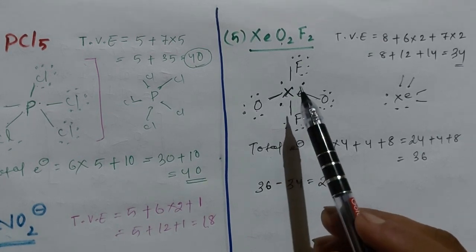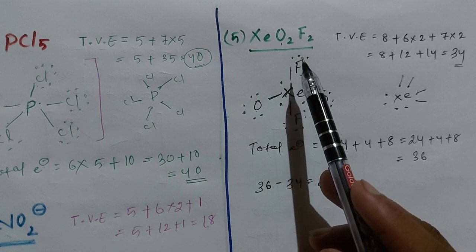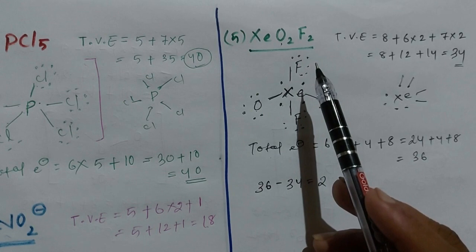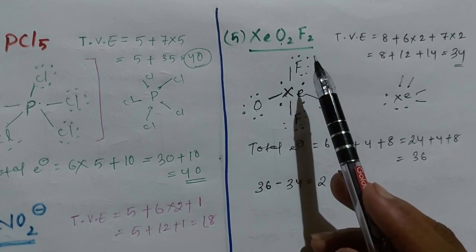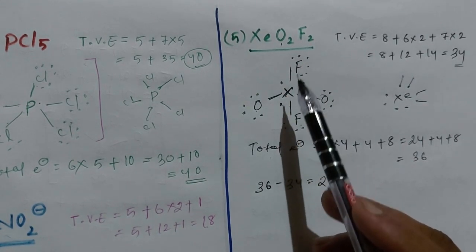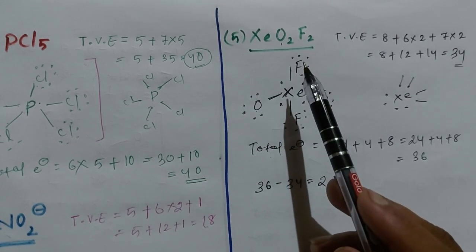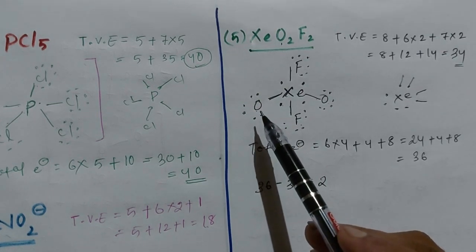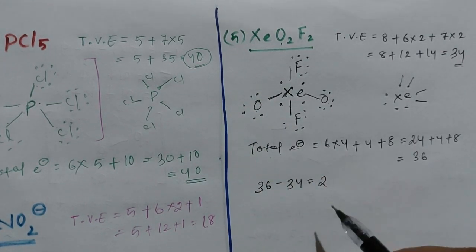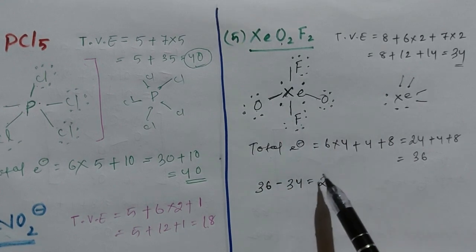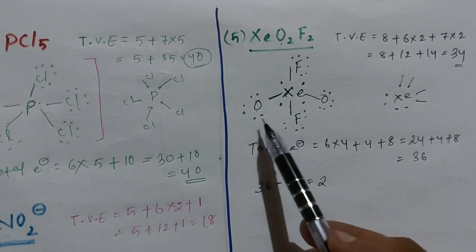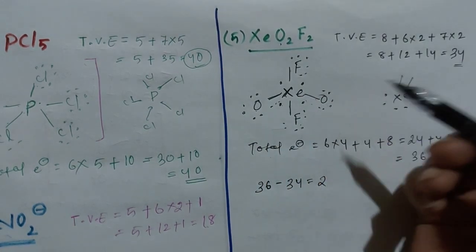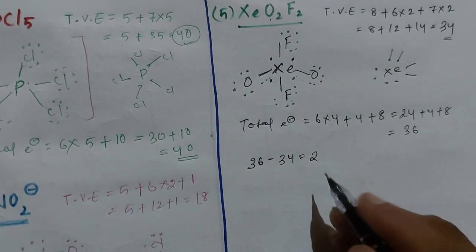Here between xenon and fluorine, a double bond is not possible because fluorine has a valency of -1. So fluorine will form only a single bond, it cannot form a double bond. So the only atom that will form the double bond is oxygen. And how many bonds will we add? That is 2 bonds. There are 2 oxygen, so we will add 1 bond here and 1 bond here. So we will make the structure like this.